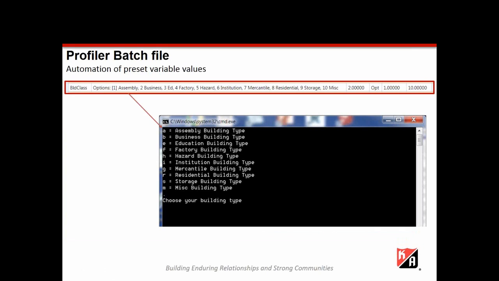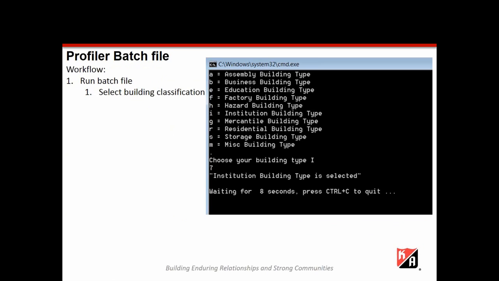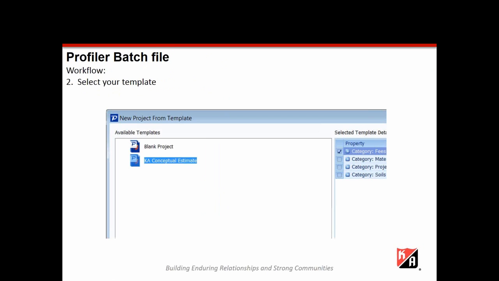The user will select which type of building is best fitted to the building they're going to build, and then Profiler is launched. So here's the workflow. Like I said, select your building, and then Profiler is launched.